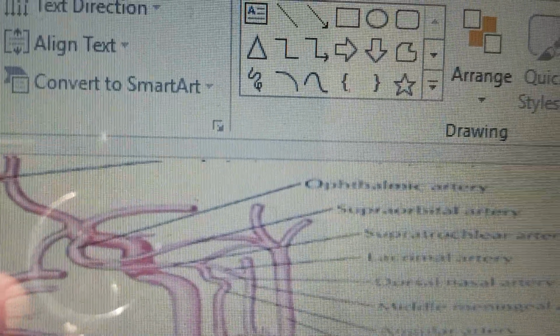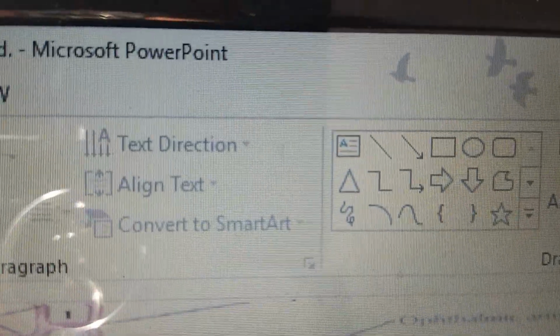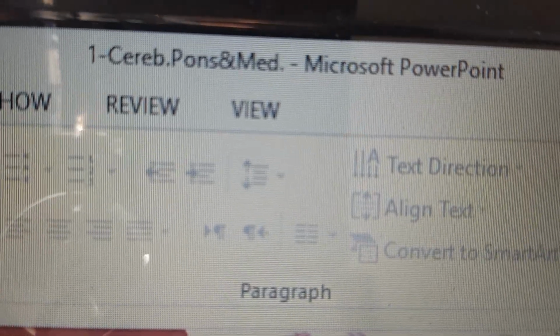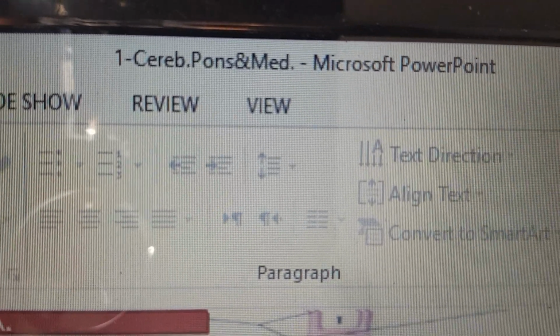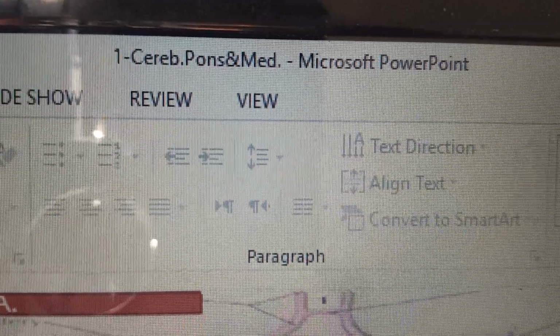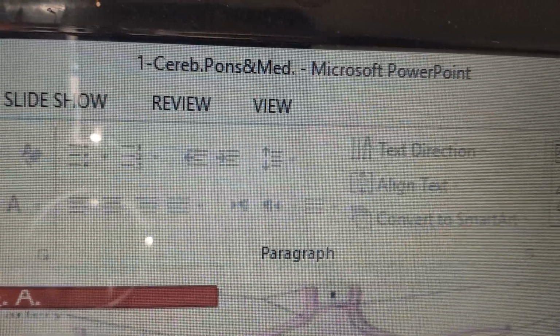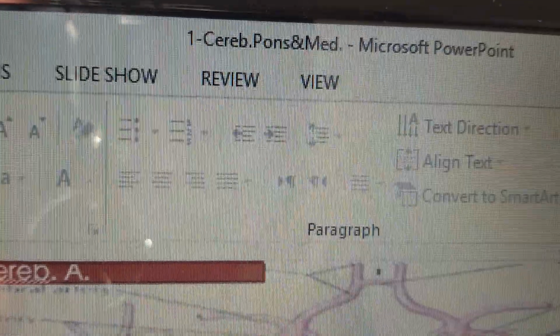Today's lecture is on the cerebellum, the pons and the medulla oblongata. We start the first slide by looking at the blood supply of this area.